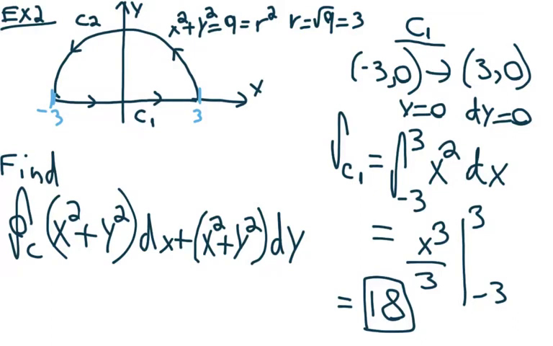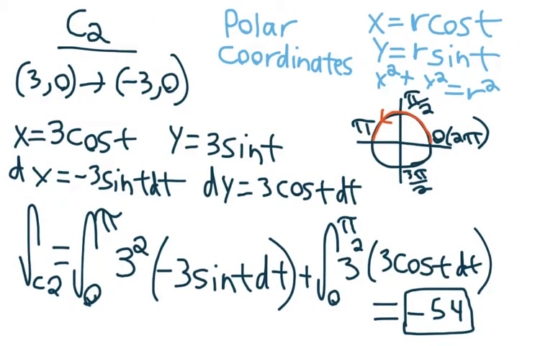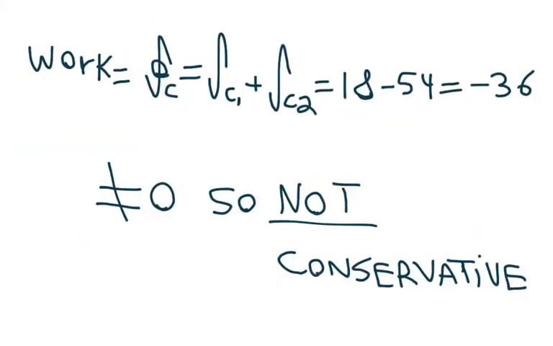Finally, when we're asked to find the closed loop integral, well, we simply have to add the integral of C1 plus the integral of C2, which gives us 18 minus 54, which is minus 36. Since it's minus 36 and it's not equal to 0, it is not conservative.